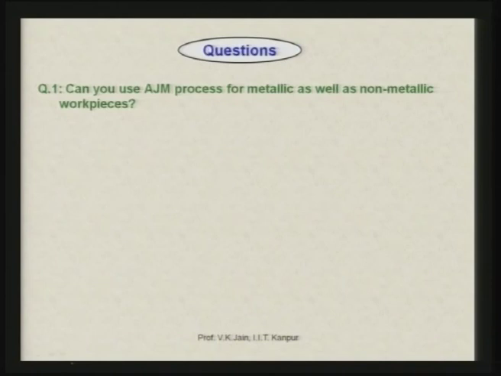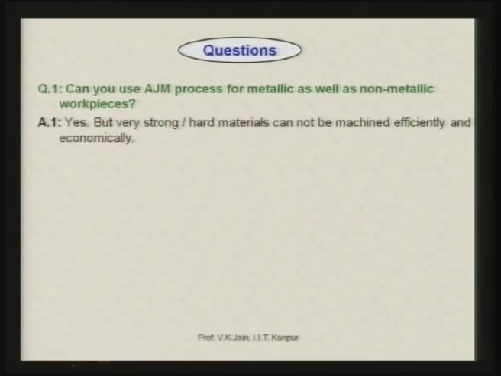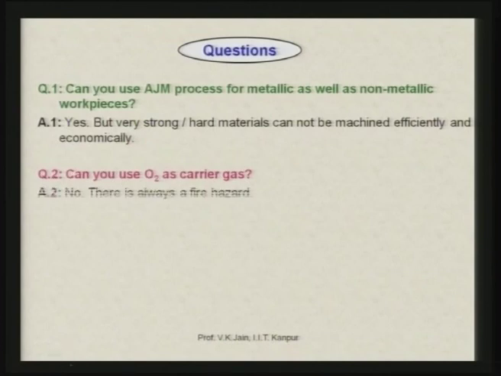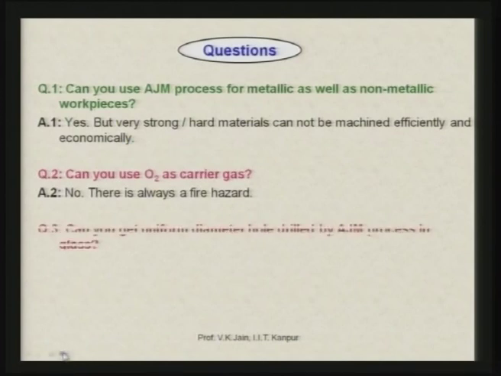Now, there can be various questions, some of which I am just showing you. Can you use the AJM process for metallic as well as non-metallic workpieces? The answer is yes, but very strong or hard materials cannot be machined efficiently and economically. In the same way, can you use O2 as carrier gas? The answer is no. There is always a fire hazard because O2 helps in fire or burning.